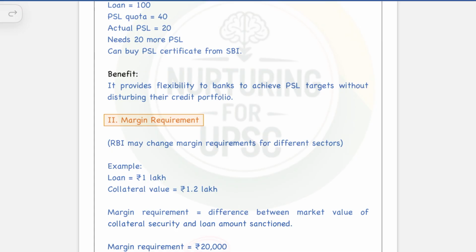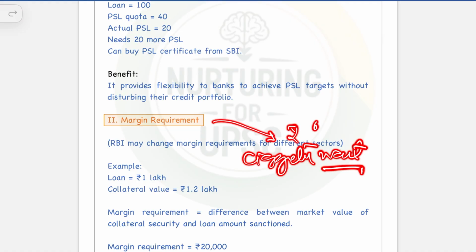So if let's say someone is setting up a cigarette plant, तो आरबीआई doesn't want more and more cigarette plants, so what they would do is they would set up rupees 20,000 ka margin requirement for them.